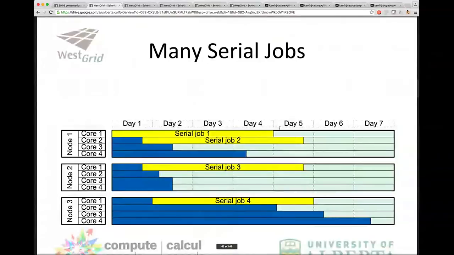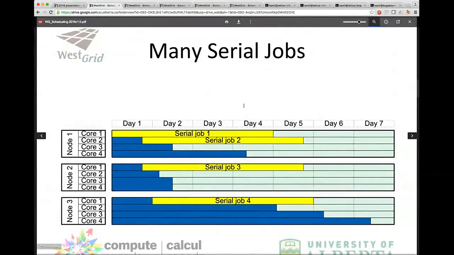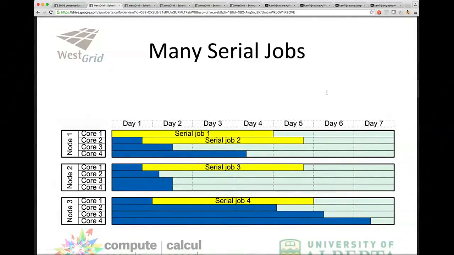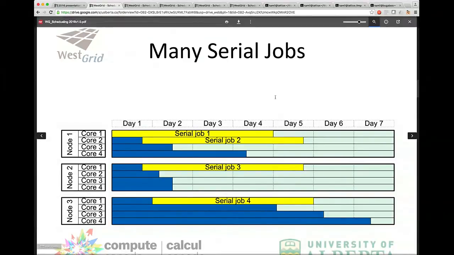Okay, so let's look at many serial jobs. Here's an example of running many serial jobs. Notice that the jobs are independent. There's 4 of them. Each of them are 4-day long. And they start whenever they could be fit in, just like totally independent jobs were previously. They can run on multiple nodes, but multiple ones of those can run on the same node.